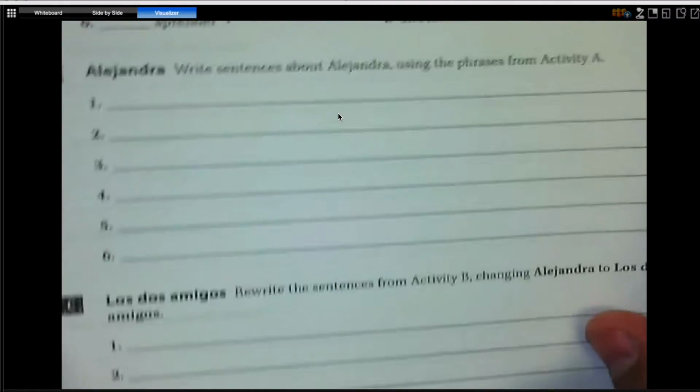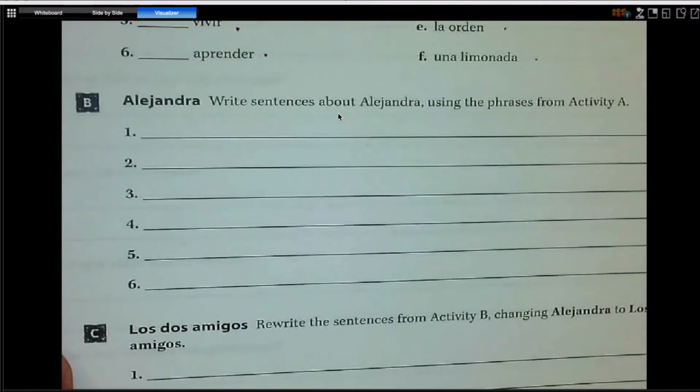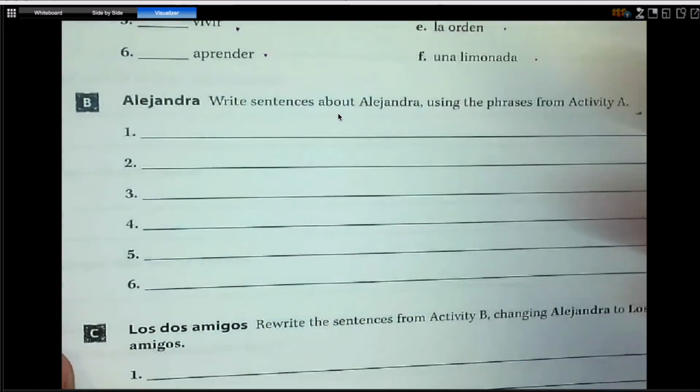Then we're going to go to B. Okay, our next section here is B. It wants us to write sentences about Alejandra. Okay, it wants us to write sentences about Alejandra using the phrases from activity A, right?